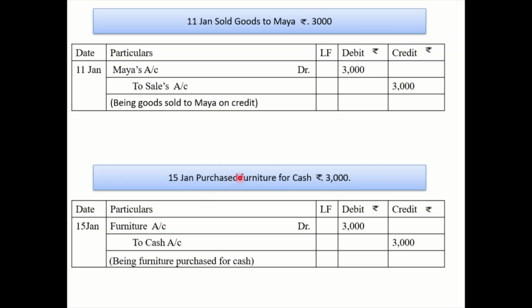See, furniture is purchased, which means furniture is coming into the business. That's why furniture account is debited. To cash account: against that furniture, cash is going out of the business. That's why cash account is credited. Narration: being furniture purchased for cash.